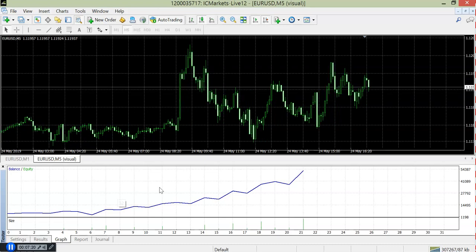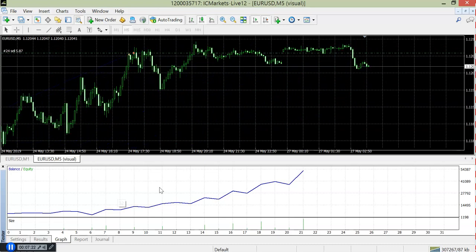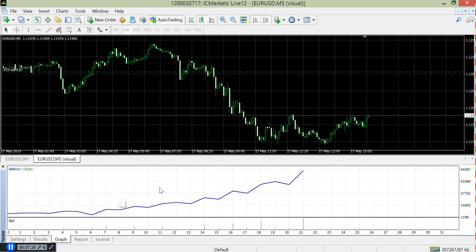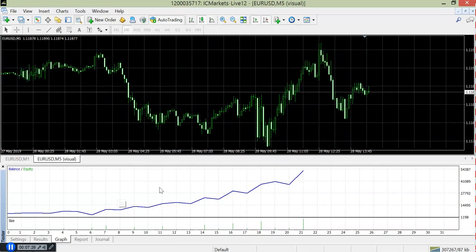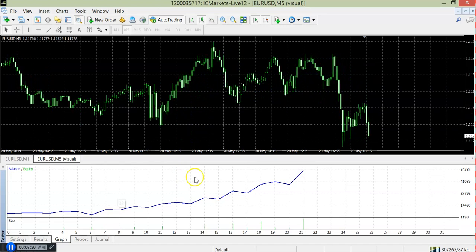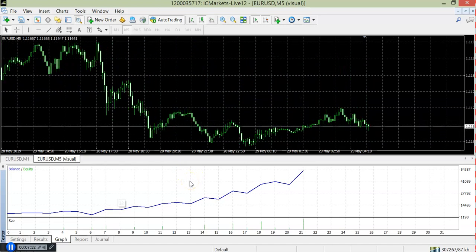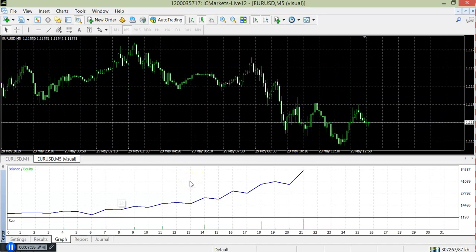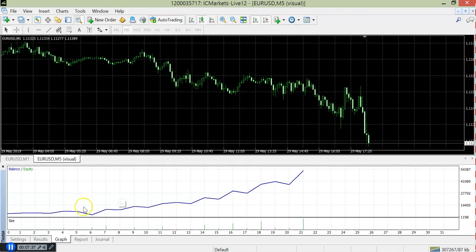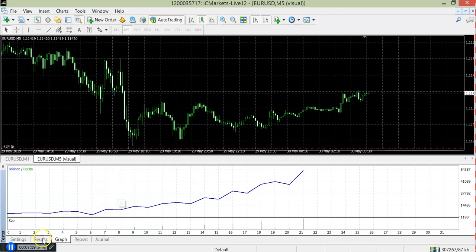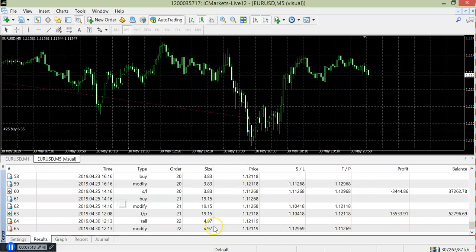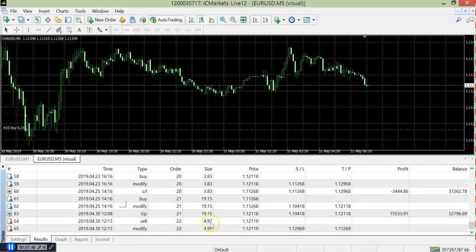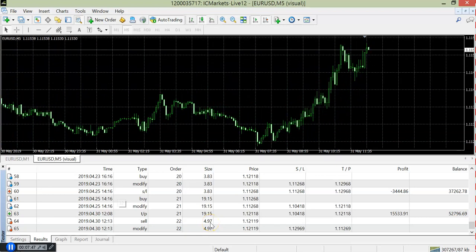So we have 2 more months, 2.5 months, and now the trades are exponentially higher and higher. The profit is going exponentially. You will see that now the trades are higher and higher. Let's see in the results. We have, you see, the open trade is now 5 lots.